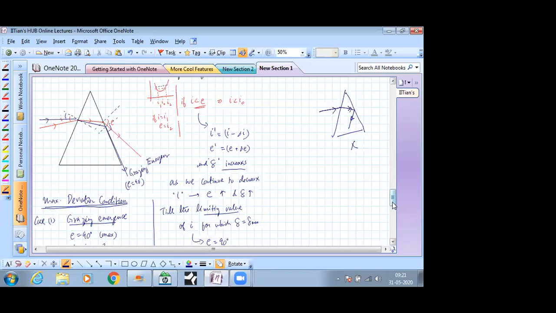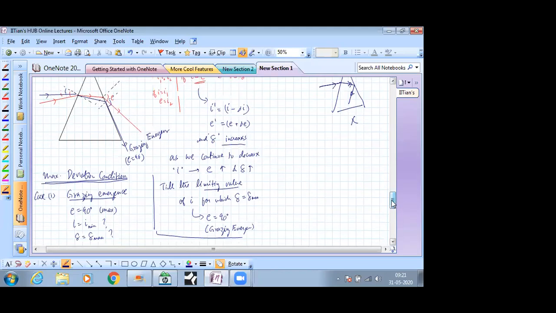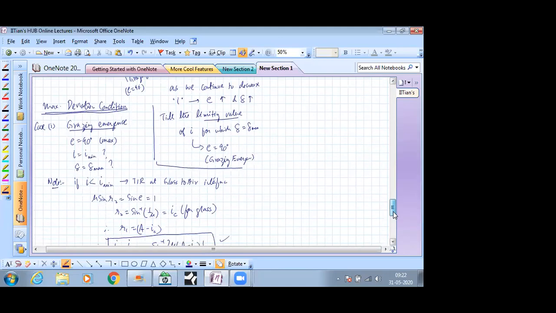Alright, so grazing emergence, once you understand this, you go on decreasing I here till you come to this critical condition where your ray is just about coming out. Any more and it will do TIR over here. Okay? So then you realize that that is the condition where your emergence is becoming 90 degrees. Once you know your emergence is 90 degrees, the rest of the calculation is very easy.